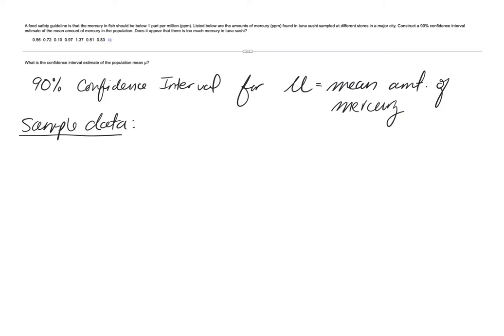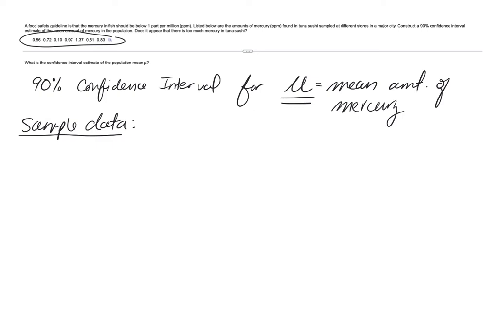In this particular example, you're given some sample data. So we have 7 different samples of mercury levels for sushi, and we're trying to figure out a 90% confidence interval so we can estimate for mu, which is the mean amount of mercury in all of these tuna sushis.